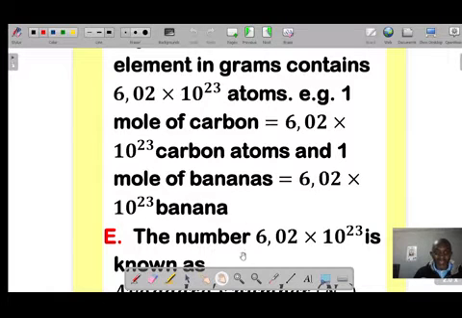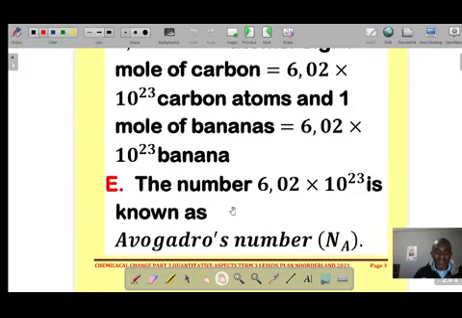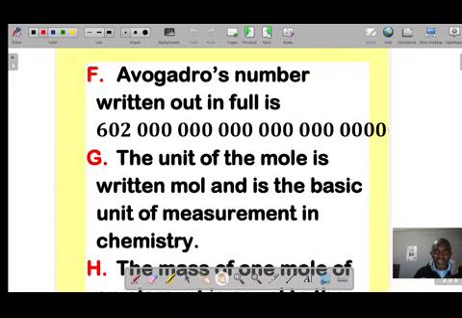This number, 6,02 times 10 power 23, is known as Avogadro's number, which we abbreviate as Na. So whenever you see Na, you must know that it is Avogadro's number, and its value is 6,02 times 10 power 23. Okay, let us proceed.